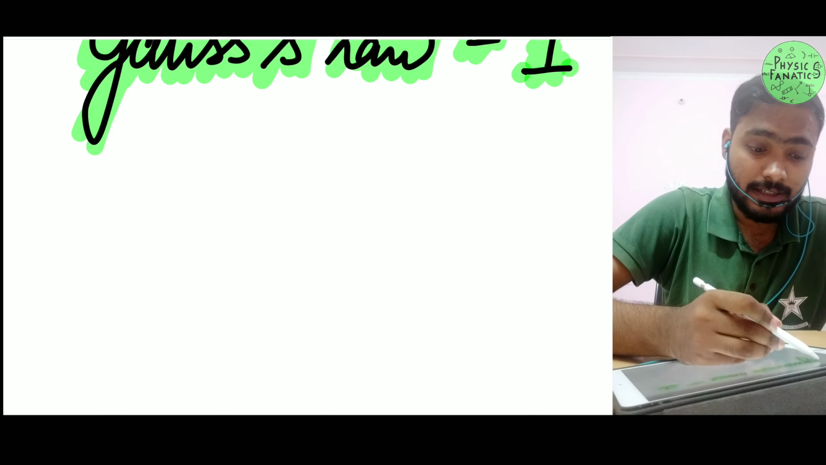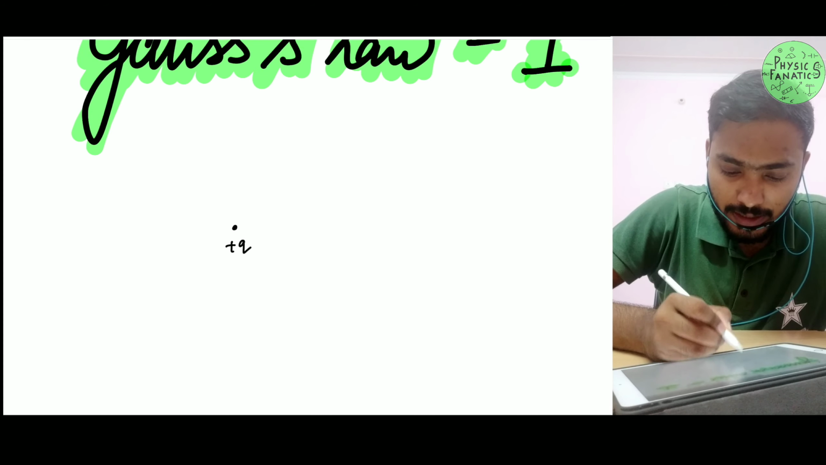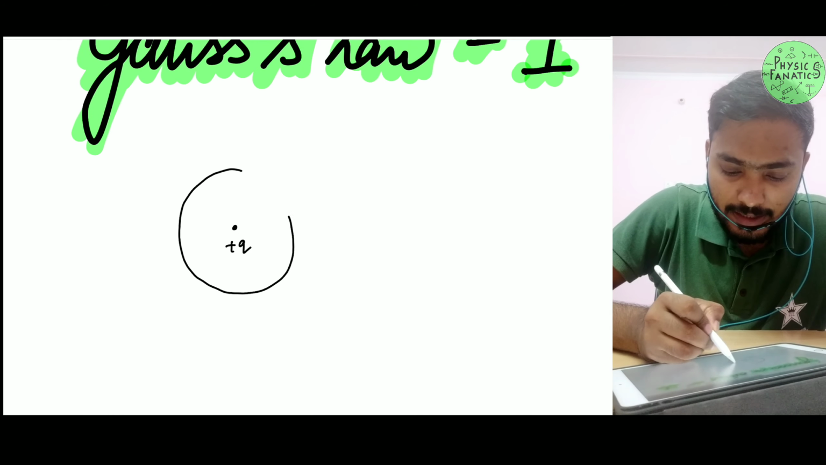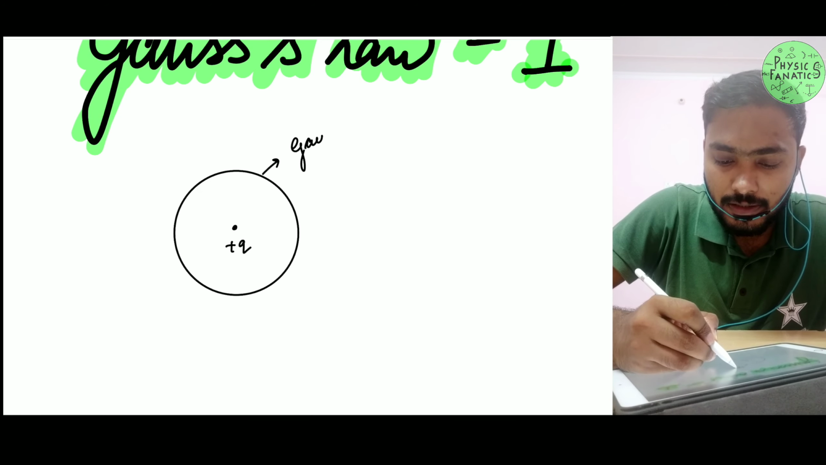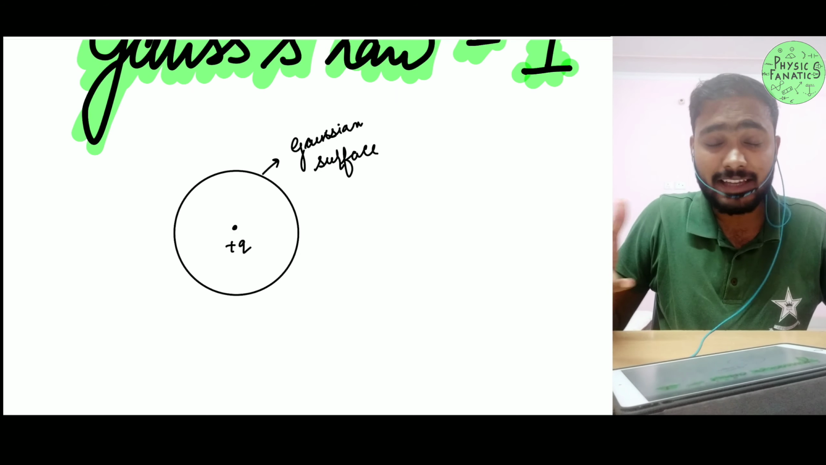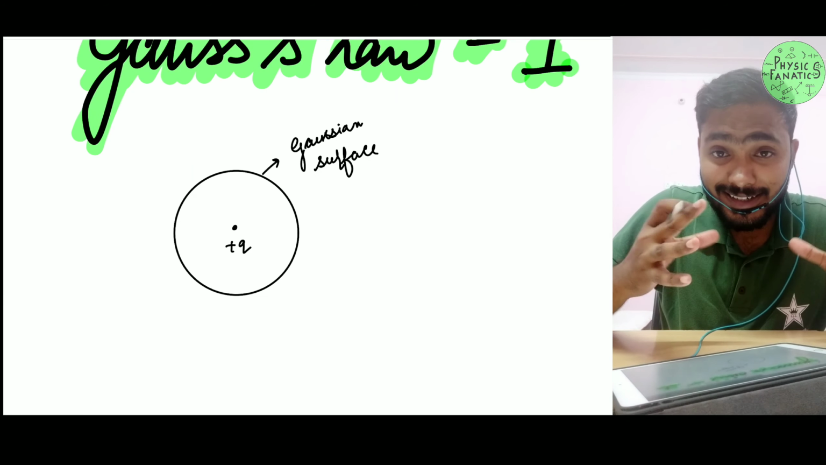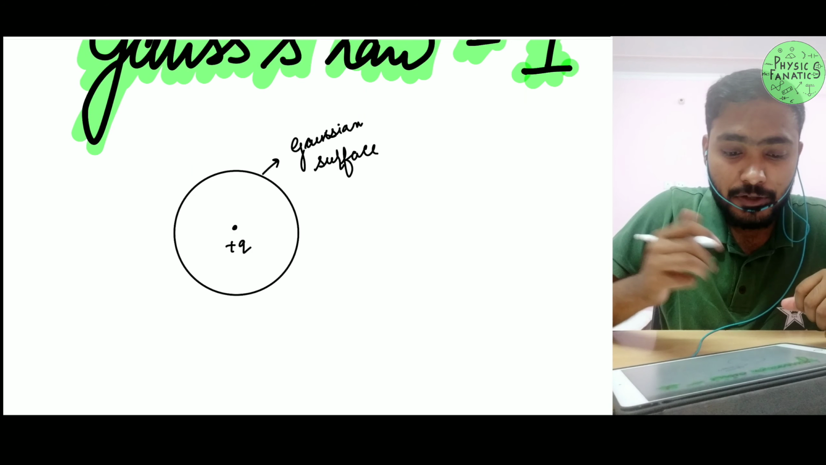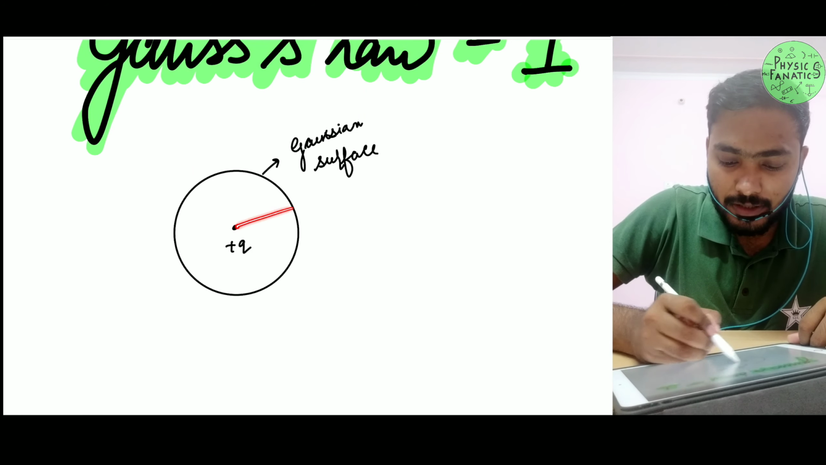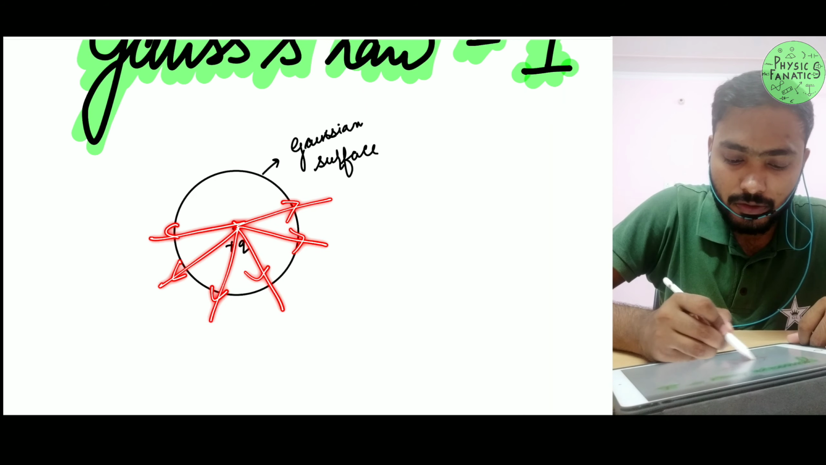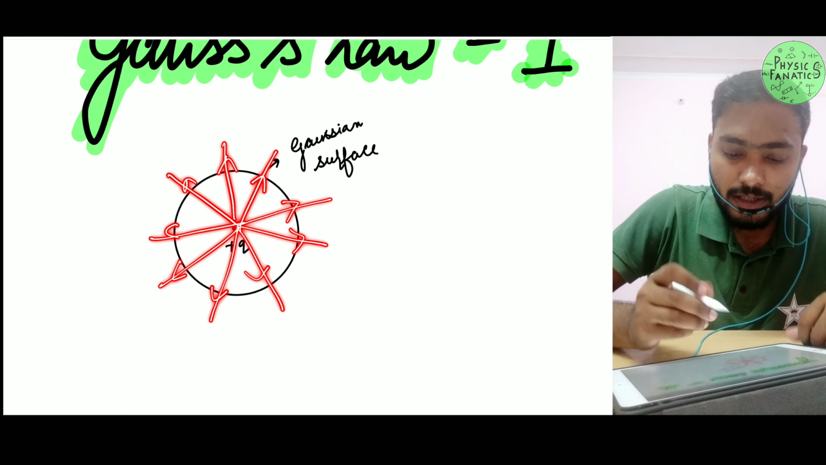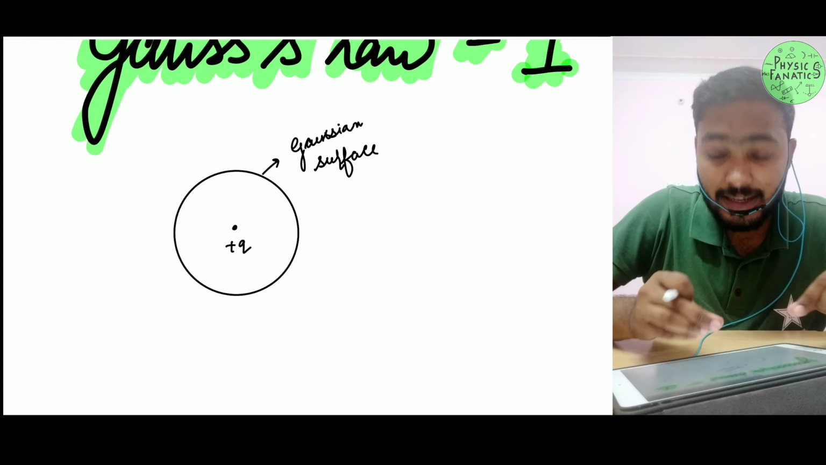For example, you guys can see, let's say I have a plus q charge, and this plus q charge is enclosed inside a closed figure. Normally we call this closed figure a Gaussian surface. Gaussian surface and closed figure, we are actually talking about the same thing, right? So this is enclosed inside a closed Gaussian surface. Obviously the electric flux will be going out from this plus q charge through that Gaussian surface. In this example, the Gaussian surface is my sphere.